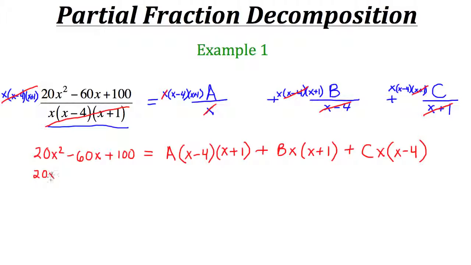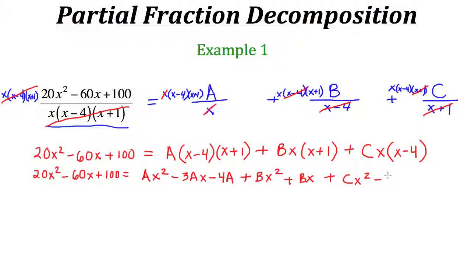So the left side will stay the same, but on the right side, when we FOIL our first term and distribute the a across, we'll get a times x squared minus 3ax minus 4a. And then when we do the same thing with our second term, take the bx and distribute it to the x plus 1, we'll get plus bx squared plus bx. And then we'll also distribute the cx in our last term, which will give us cx squared minus 4cx.